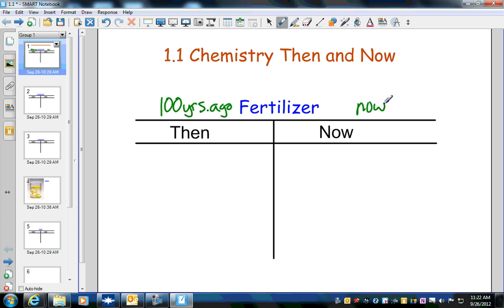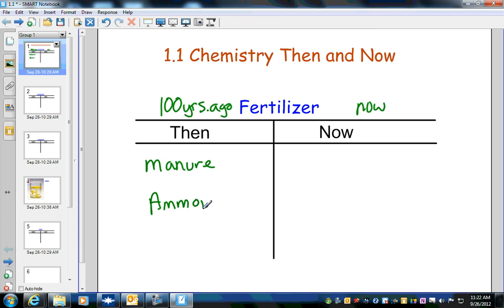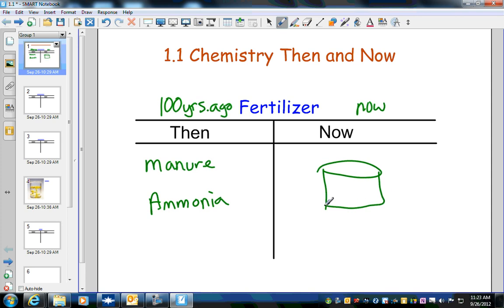Back then, we would have seen a lot of farming going on. And so typically a fertilizer common then was to use something like manure, that's animal droppings, put into the soil. Another one would have been to use ammonia. Today we use quite often synthetic or man-made compounds. Those are the big bags of things with the nitrogen, phosphorus, and potassium numbers.